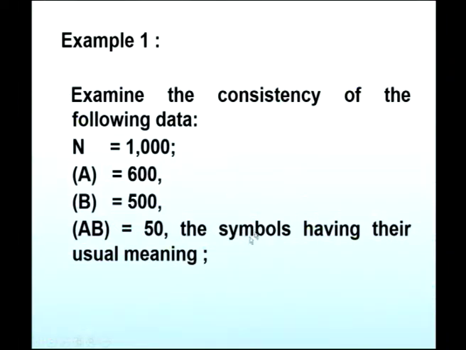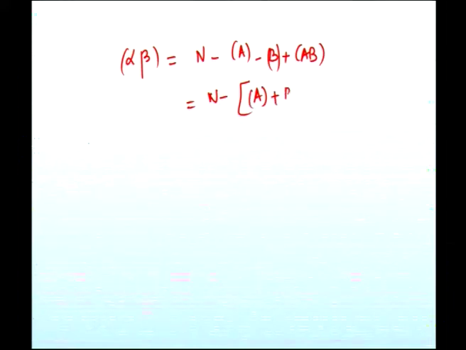The symbols have their usual meaning. Now, let us verify whether the data is correct or not by checking the consistency of the data given. We will take the alpha beta. Alpha beta has the usual meaning: capital N minus A minus B plus AB. It is actually N minus of A plus B minus AB. This is how it is written.